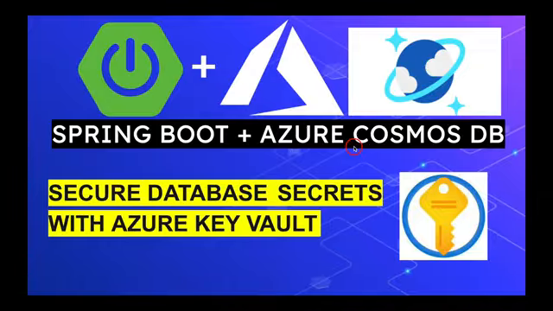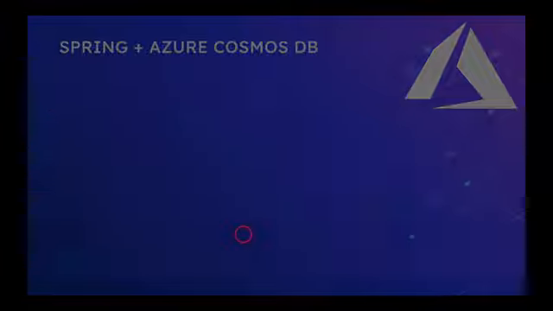I'm going to explain what Cosmos DB is and how we are going to secure our database secrets with Azure Key Vault. If you want to work with Spring Boot and MongoDB in the Azure environment, we have to use Azure Cosmos DB. Under Azure Cosmos DB, a couple of database APIs are available, like MongoDB and Cassandra. I'm going to explain what APIs come under Azure Cosmos DB, and also how we are going to secure the database secrets by using Azure Key Vault.